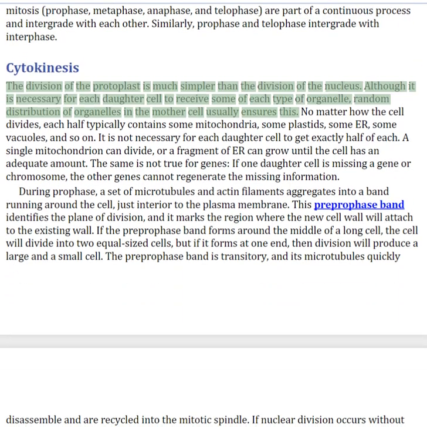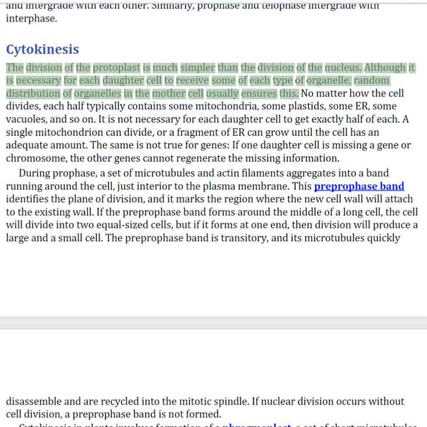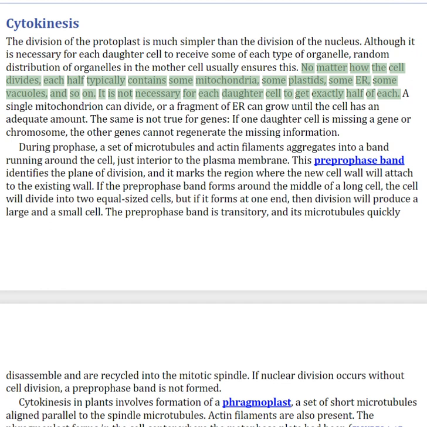Cytokinesis. The division of the protoplast is much simpler than the division of the nucleus. Although it is necessary for each daughter cell to receive some of each type of organelle, random distribution of organelles in the mother cell usually ensures this. No matter how the cell divides, each half typically contains some mitochondria, some plastids, some vacuoles, and so on. It is not necessary for each daughter cell to get exactly half of each.